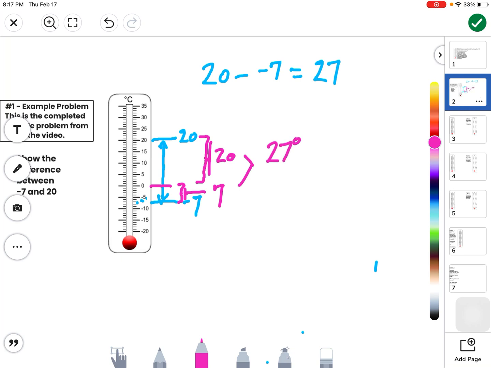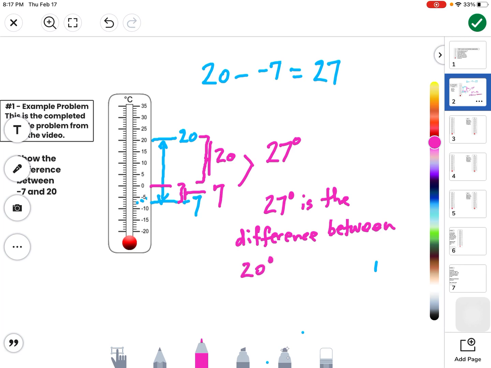So for this sample, 27 degrees is the difference between 20 degrees and -7 degrees. These are my expectations for each of the problems as you go.